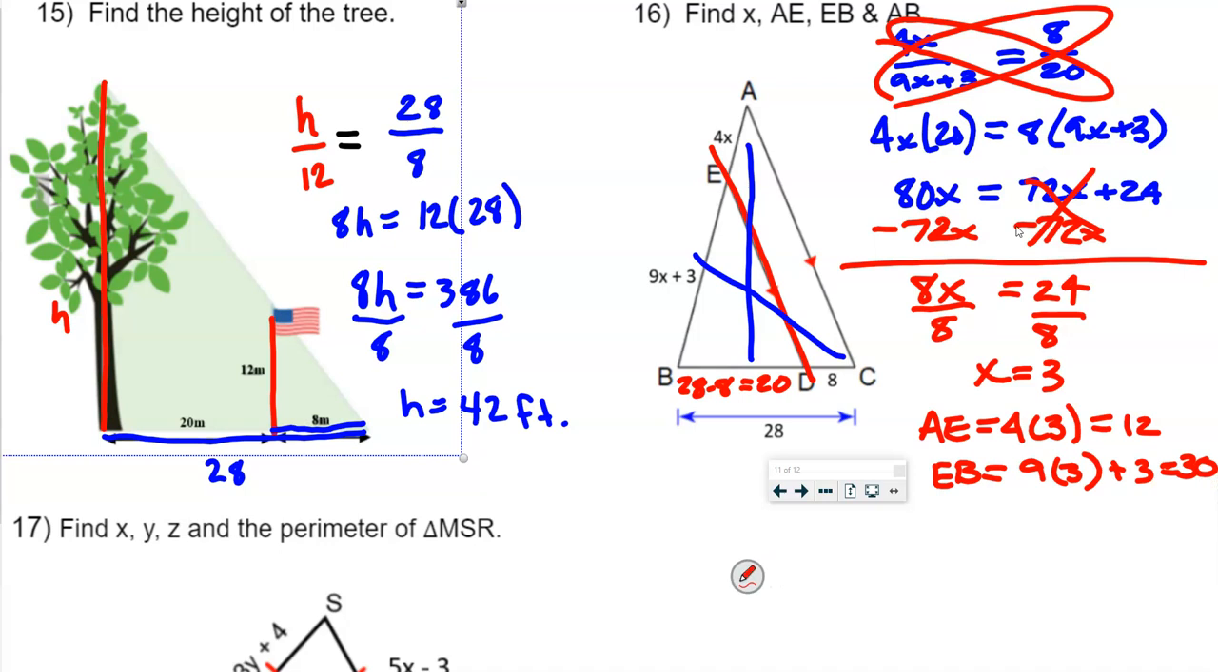Okay, and then it's asking us for AB. So don't we just have to add those two pieces together? 12 plus 30. That equals 42.